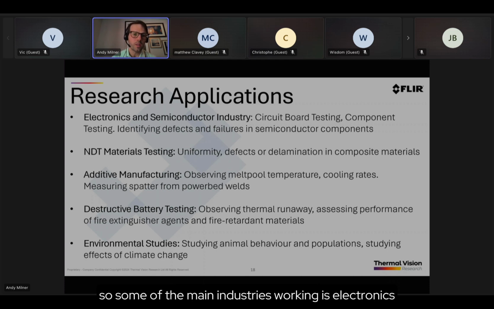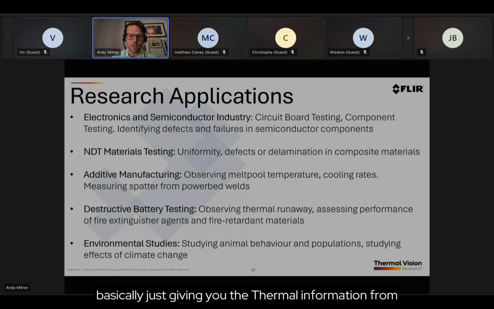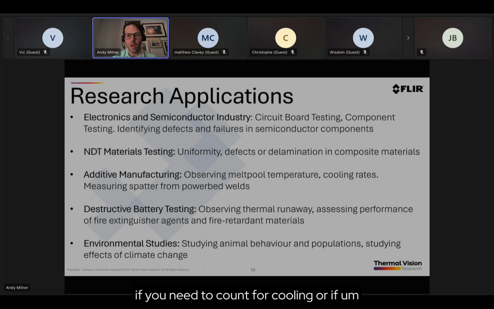So some of the main industries we work in are electronics and semiconductors. So this is circuit board testing, component testing, looking for hotspots, general performance, basically just giving you the thermal information from the devices that you're testing. So if you need to account for cooling, or if certain circuits or certain devices are drawing more power, this will be reflected in the heat.